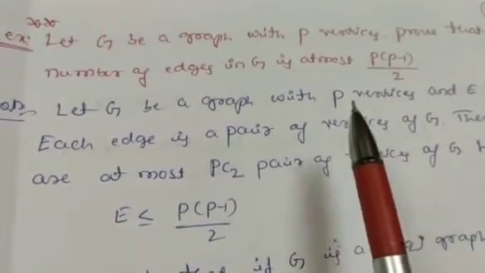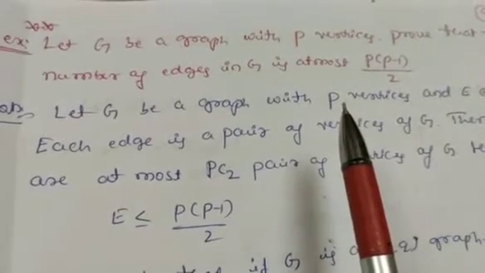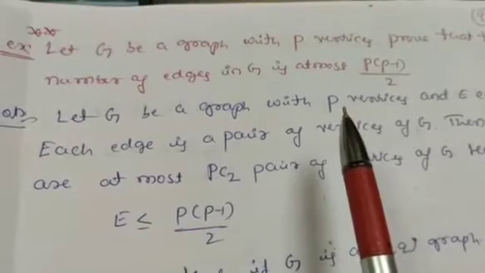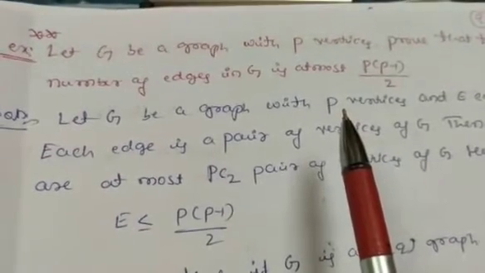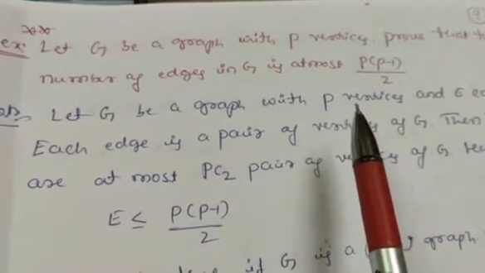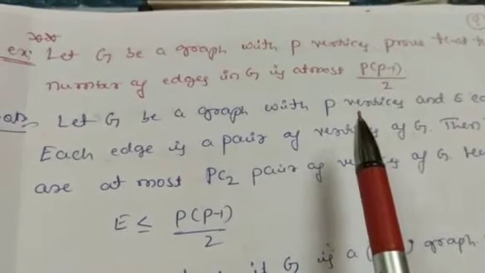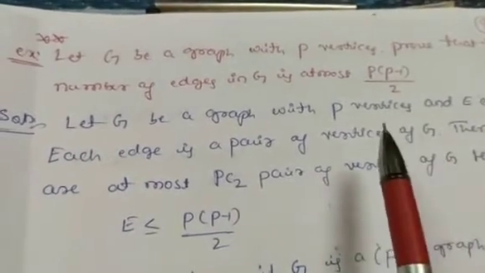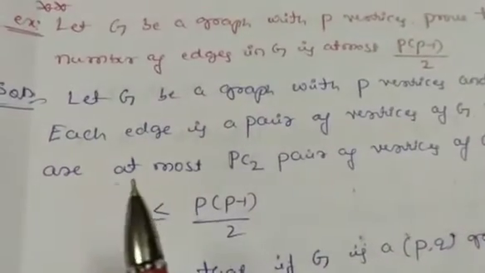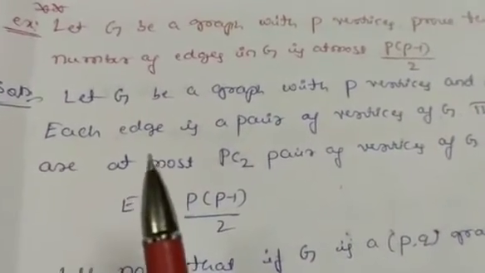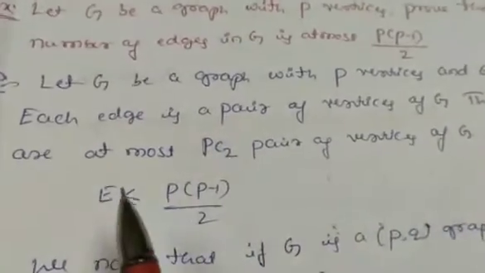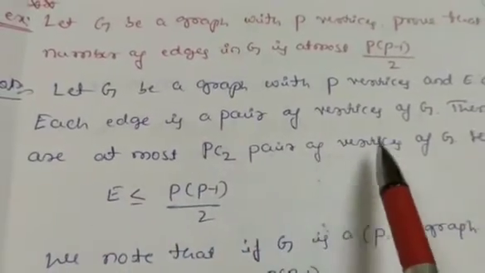If a graph has p vertices, suppose a graph which has 4 vertices, then that graph has at most 4 into 4 minus 1 divided by 2 number of edges only, not more than this number of edges. Take proof. Solution. Let G be a graph with p vertices and e edges. Each edge is a pair of vertices of G.